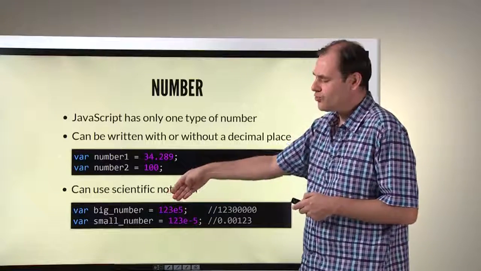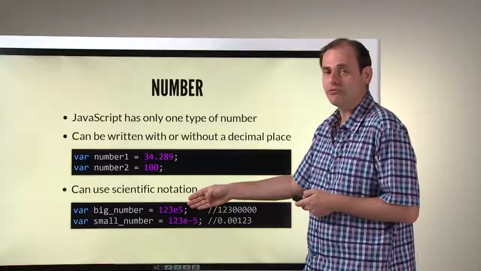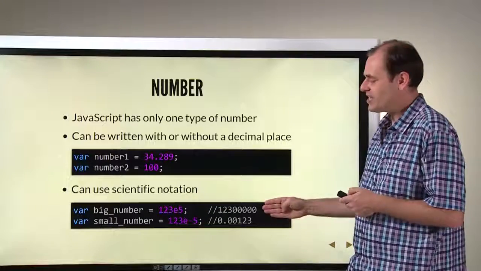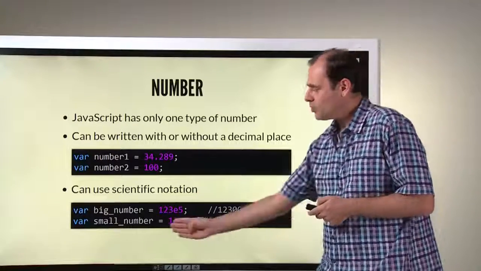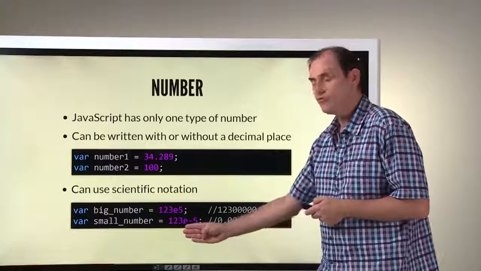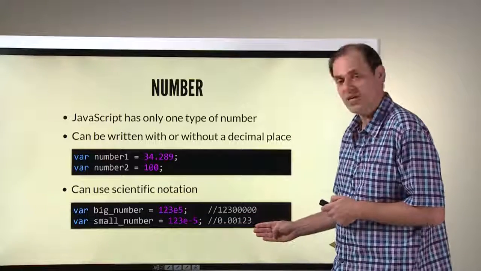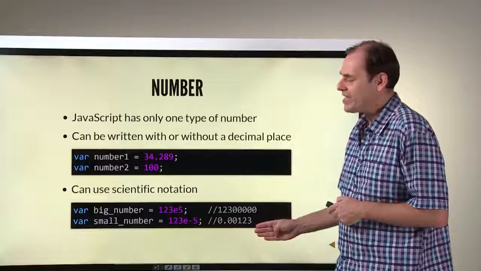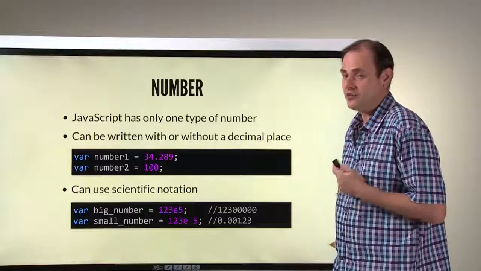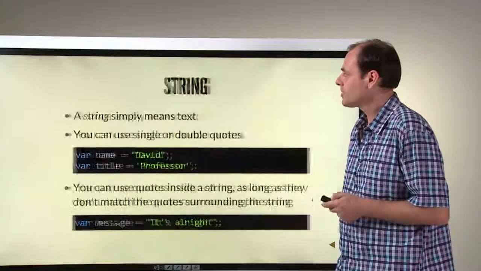So this is 1, 2, 3 to the power of 5. That gives you this number here. And we can have 1, 2, 3 to the power of minus 5. That gives you this number here. Those are all okay. Those are all types of number variable in JavaScript.